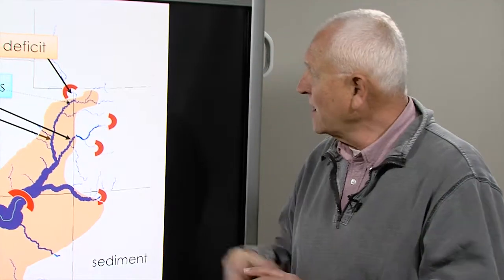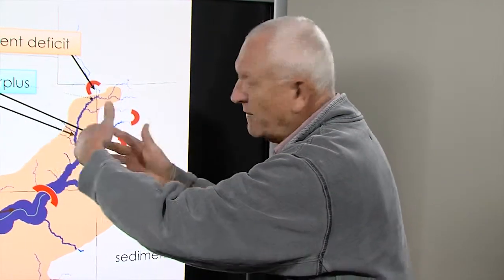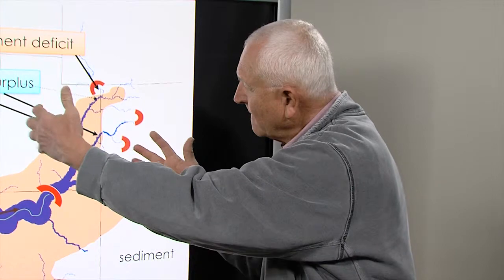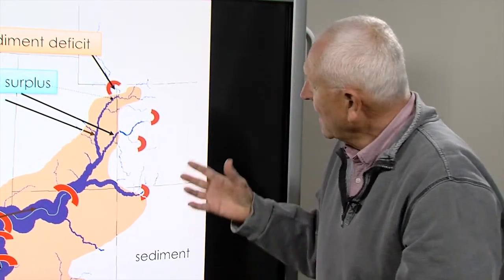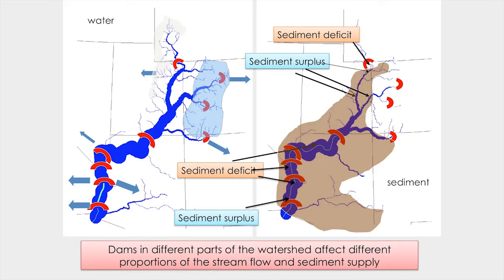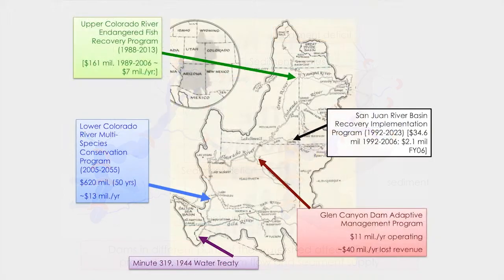In other places, far downstream where sediment pours in, the problems are sort of too much sediment. And so we have areas where we confront issues of too little sediment and areas where we confront issues of too much sediment. There are many recovery programs aimed at recovering the species, these endangered endemic native fish.